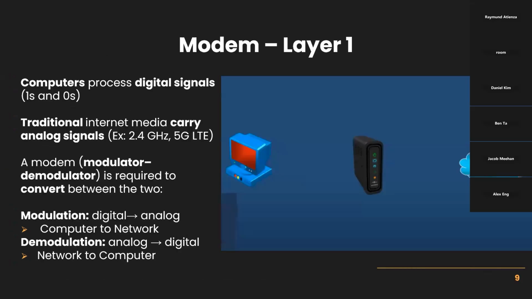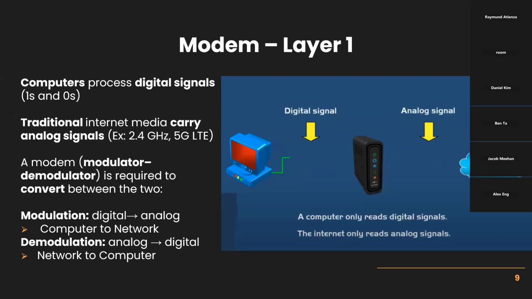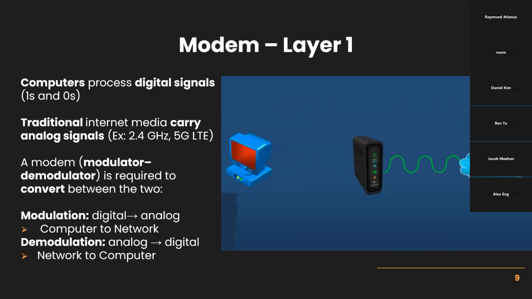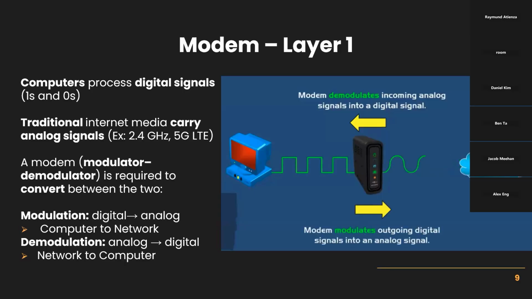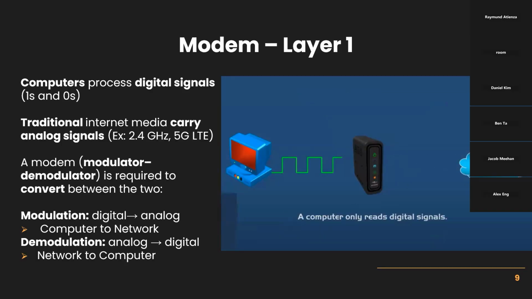So now I'll start with layer one, where it's a modem. You could think of computers as talking in ones and zeros, mostly in binary. So when you think of an IP address, we see 192.168 and so on, but they just see 0 1 0 1 0 1. And traditional internet media, like when you're sending cell phone signals, is in a different type of signal, where you could say, for example, 2.4 gigahertz or 5G LTE.